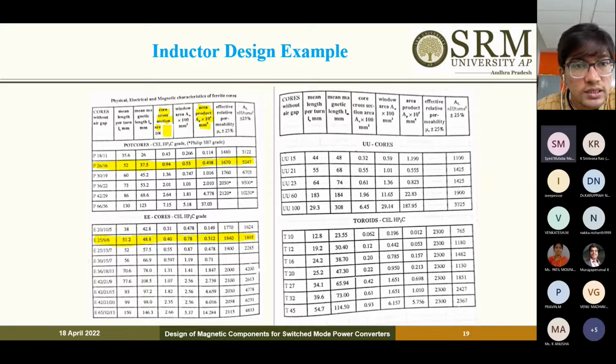So this is the core cross-sectional area AC, 40 into 100 mm square. This is the window area AW, 78 into 100 mm square. We need to consider these two values: 40 into 100, that is 40 mm square, and 78 into 100, that is 78 mm square.